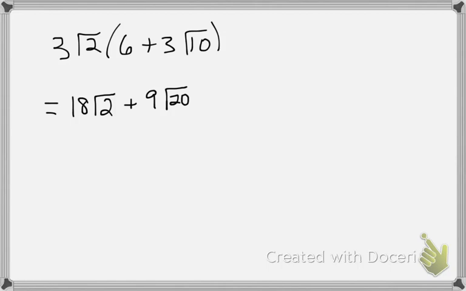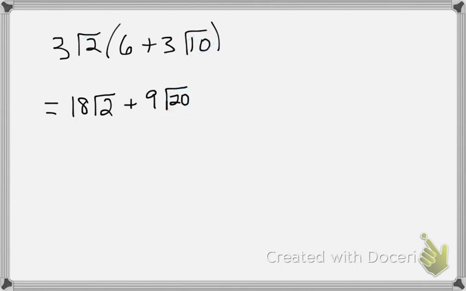Do you guys see what we did? Outside times outside, so we're distributing 3 square root of 2. Outside times outside means we wind up with 3 times 6, which is 18. And we have 2 times 1, which is 2. We have 3 times 3, which is 9. We have 2 times 10, which is 20. Is this all right? Is this okay?